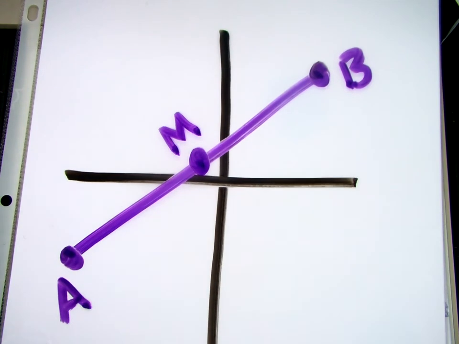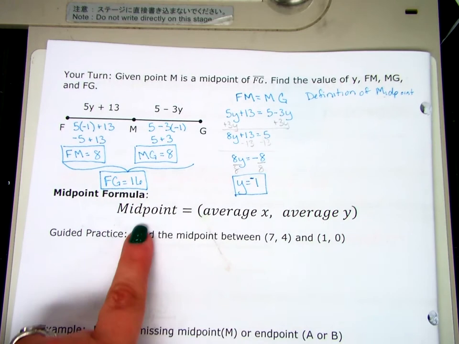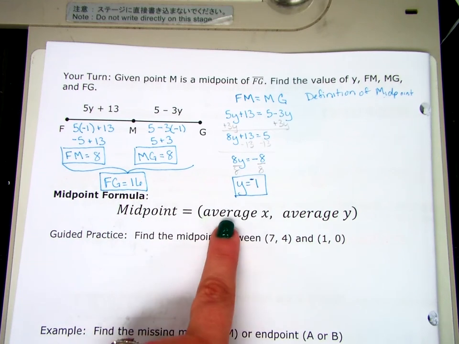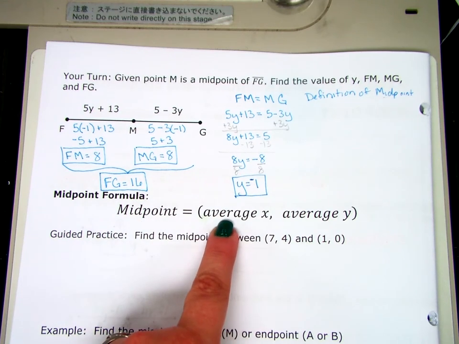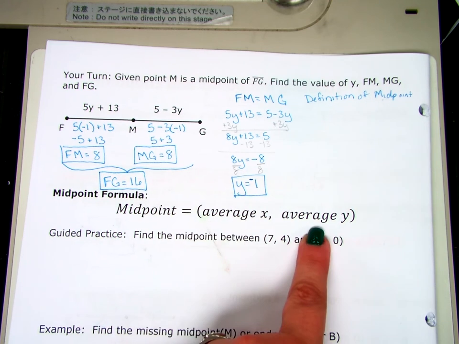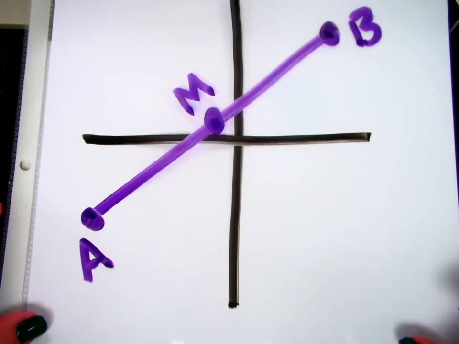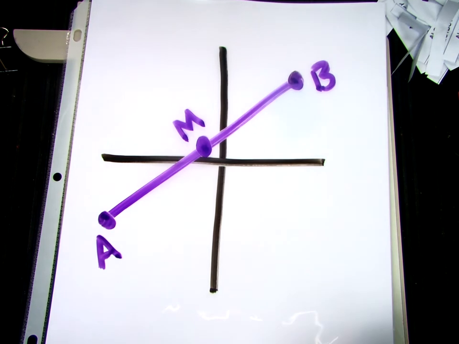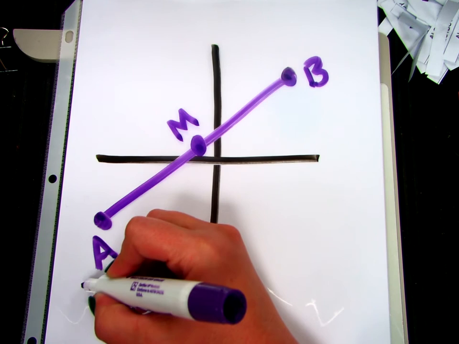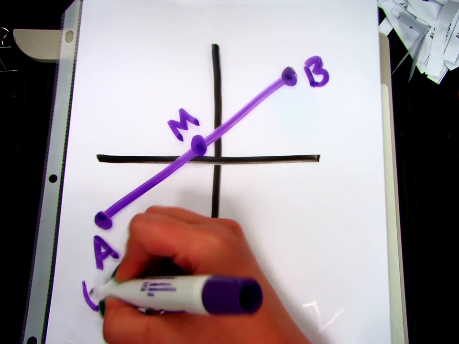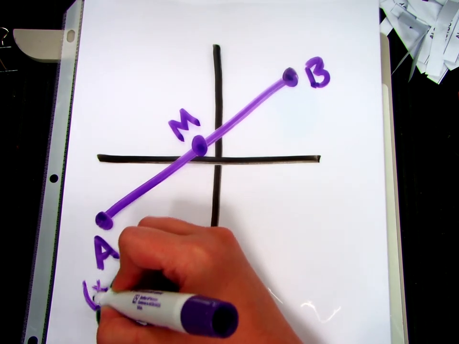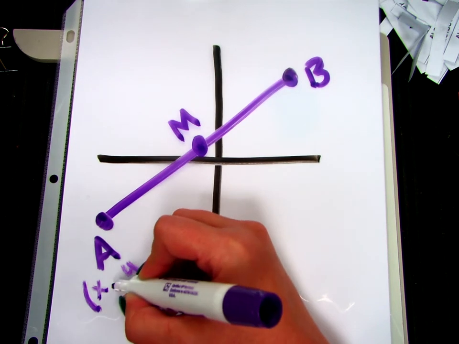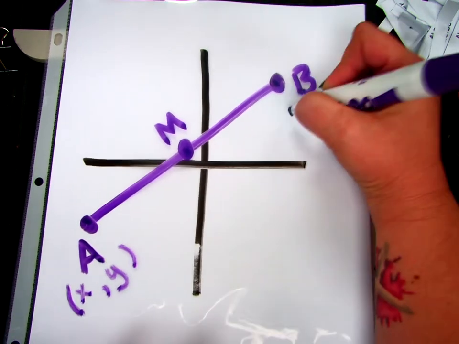Okay? So if I look here, it tells me that the midpoint is going to be the average x value of my two endpoints and then the average y value of my two endpoints. So if I think of my two endpoints, a lot of times in geometry, we will think of our points as variables, obviously, as x's and y's. So this end is an x and a y. And this end is an x and a y.